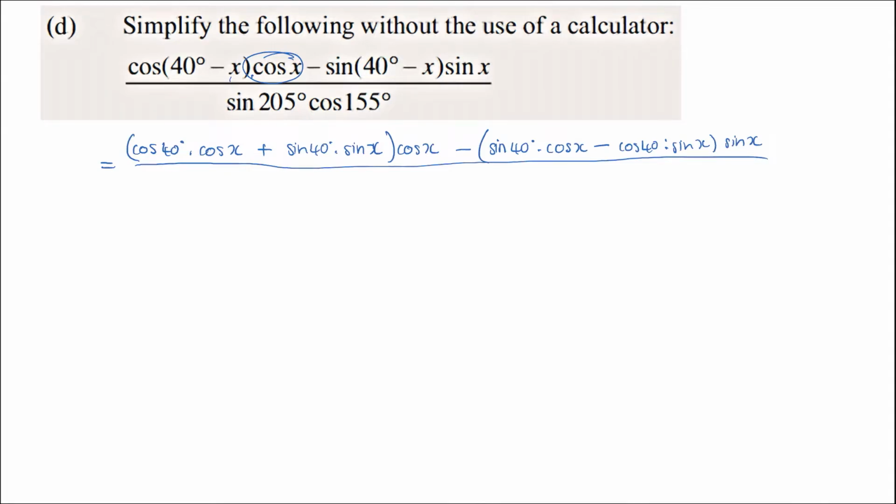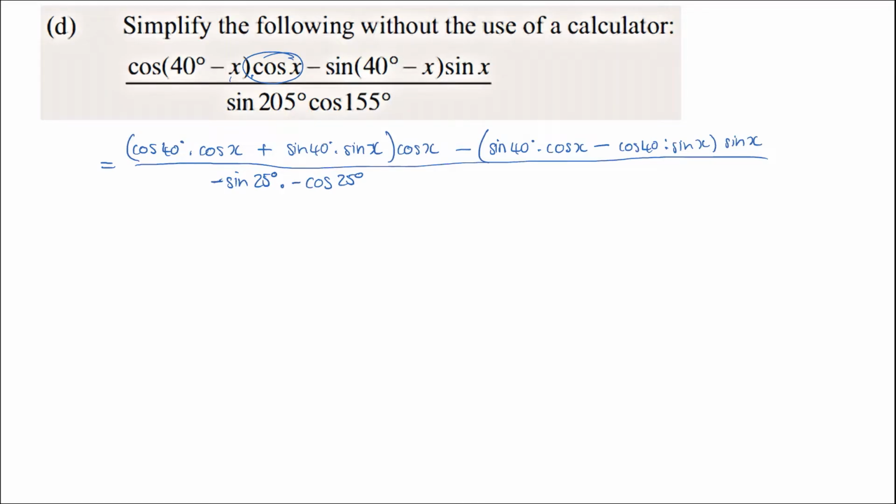Okay, at the bottom we've got some reduction to do here. So 205 degrees is in quadrant 3. So we know that the sine is going to be negative. And then this angle here is going to be 180 degrees plus 25. So we can reduce it to the negative sine of 25. 155 degrees is in quadrant 2. So we know this ratio is going to be the negative cos of also a 25 degree angle. 180 minus 25 would give me 155.